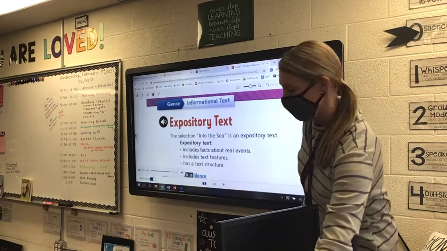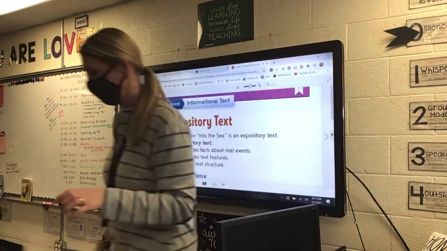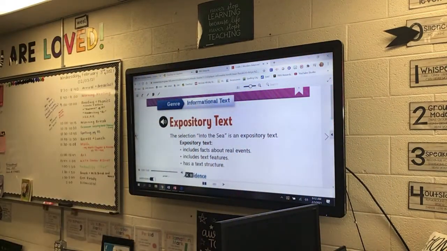Expository text. The selection Into the Sea is an expository text. Expository text includes facts about real events, includes text features, has a text structure.